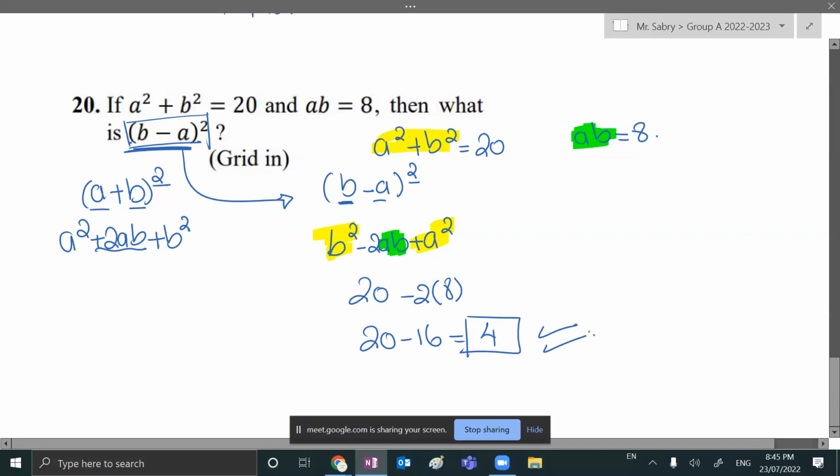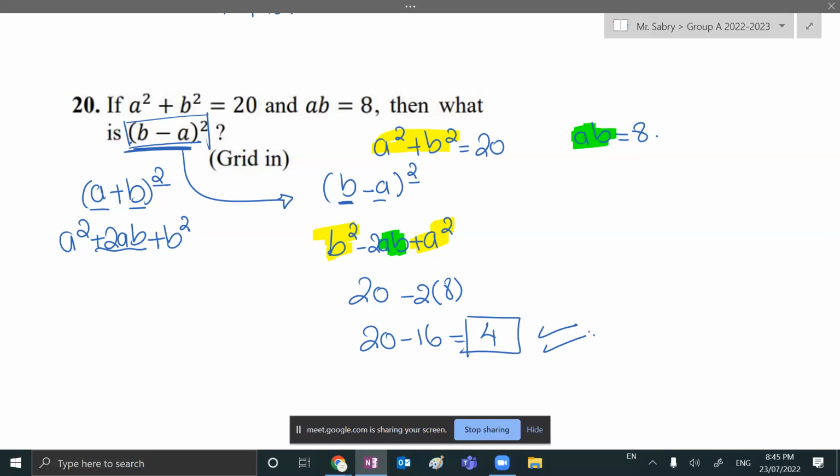Does this make sense? Yeah, that's the thing. It is doable. It's much easier.